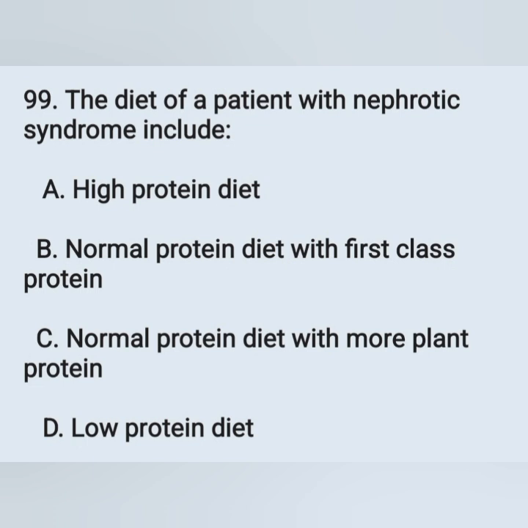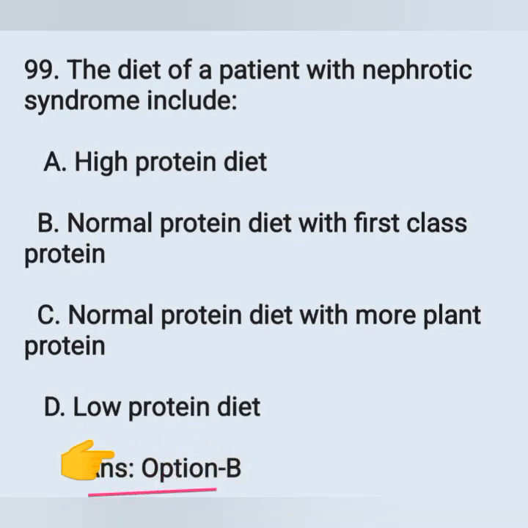And the next question, question number 99. The diet of a patient with nephrotic syndrome include, options. Option A, high protein diet. Option B, normal protein diet with first class protein. Option C, normal protein diet with more plant protein. Option D, low protein diet. In nephrotic syndrome, we should give more protein to the patient. So here the correct answer is normal protein diet with first class protein. So we have to add more protein in the diet. Option B is the correct answer.